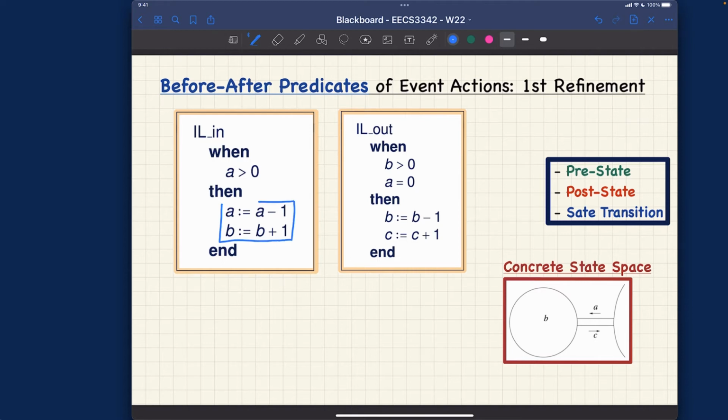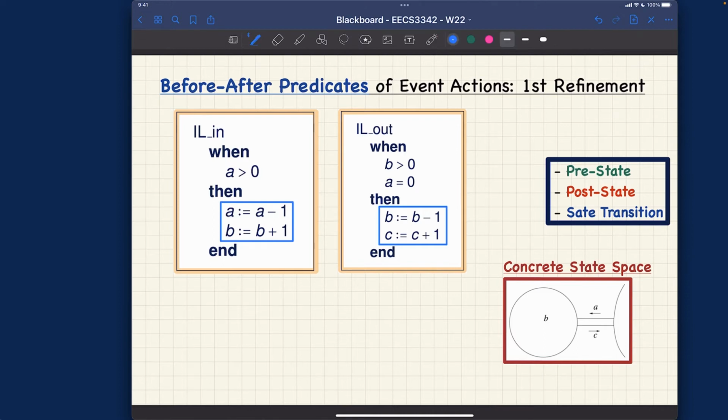I'll let you pause the video right now, and you want to answer this correctly, precisely. There cannot be any missing predicates. What will be the corresponding before-after predicate for ILM actions and also ILOut action? Meaning that if they are taken as a state transition on the concrete state space, what would be the before-after state relationship? Before and post states. So what will be the before-after predicates? You can now pause the video and write down your answer. Alrighty, let's now compare your answer against mine.